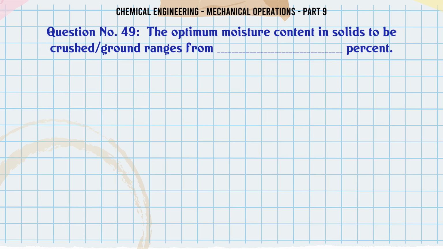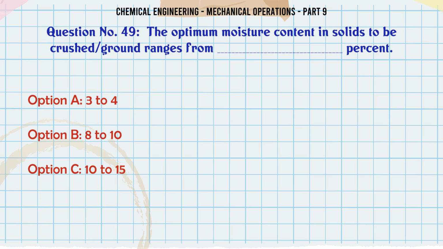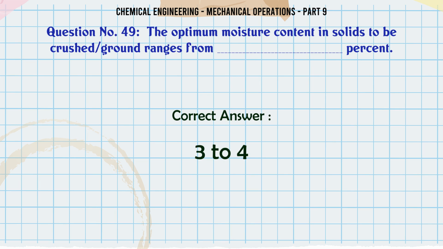The optimum moisture content in solids to be crushed or ground ranges from what percent? A. 3 to 4, B. 8 to 10, C. 10 to 15, D. 15 to 20. The correct answer is 3 to 4.